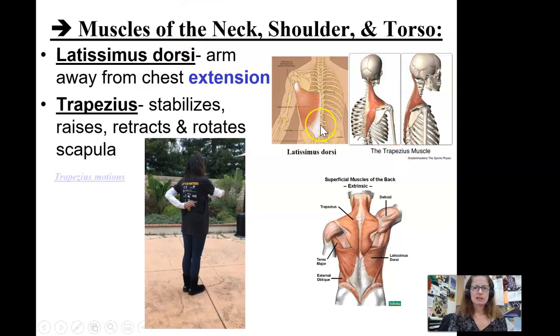You can see him connecting to all these spinous processes, and you can see him connecting to the back side of the humerus bone. So remember, pectoralis major is coming in, and the opposite, antagonistic action, latissimus dorsi, is going back.